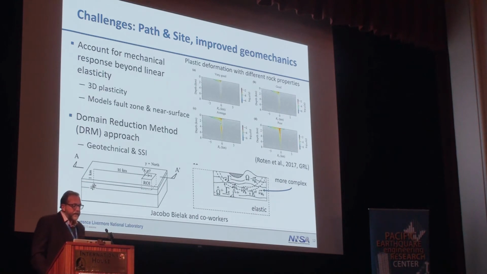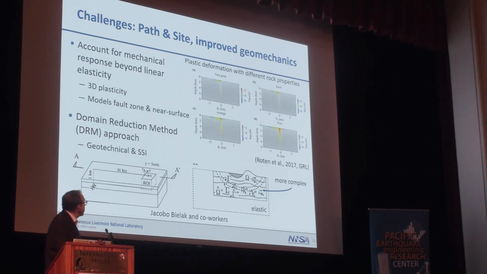Another challenge is looking at path and site effects through improved geomechanics. We know that the Earth is not a linear elastic solid with linear anelasticity. At high ground motion levels, for weak materials, there's plasticity and other nonlinear effects. And that's going to impact the large motions in the fault zone, right next to the rupture, and at the surface where we have lower confining pressures.